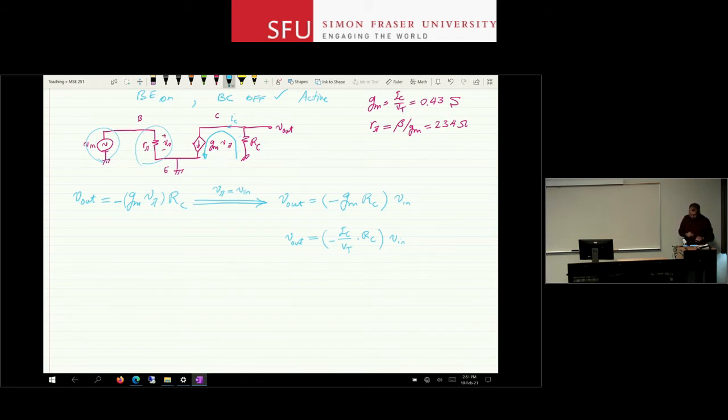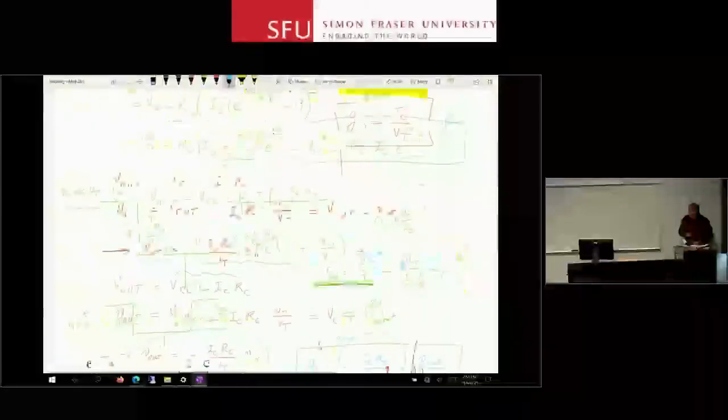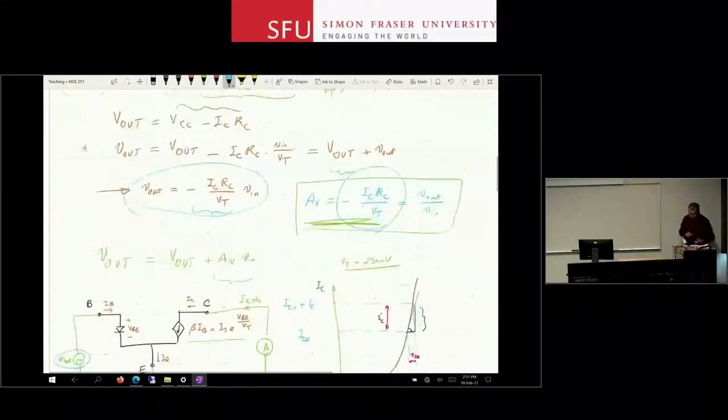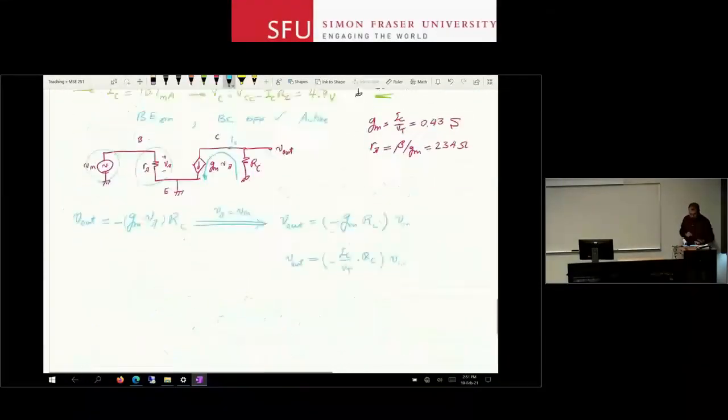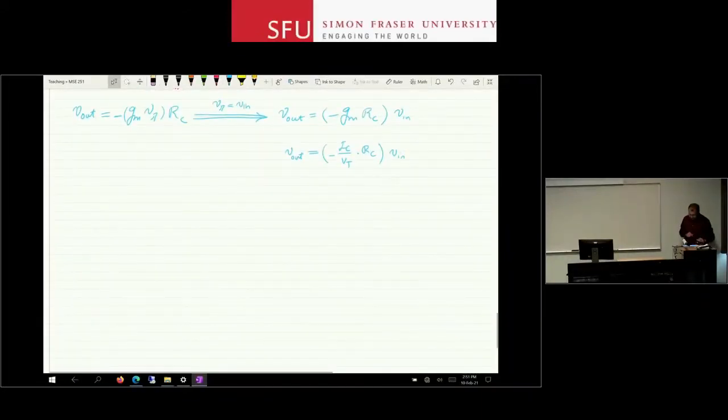So with that said, I just want to move on to the next topic here, which is the concept of input and output resistances for a device.